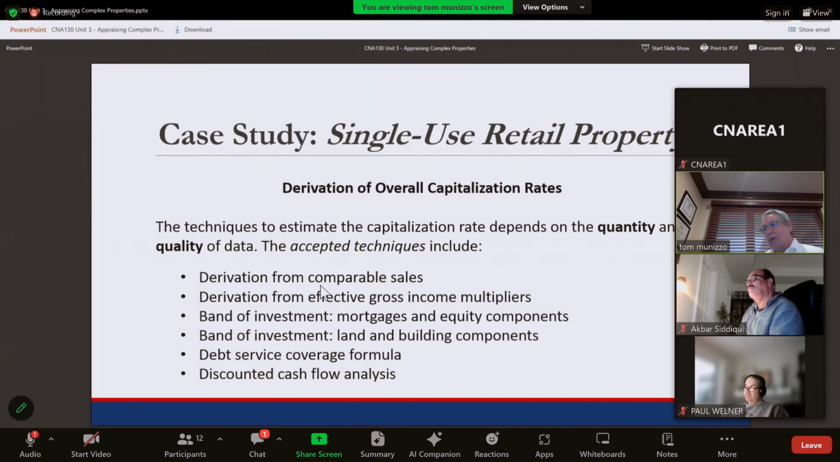All right. So with cap rate, it depends on the quantity and the quality of data from comparable sales, from effective gross income multipliers, from the band of investment, which is your mortgage and equity components, and band of investment, land and building components. That's why I drew the three triangles, because one deals with the land and one deals with the building.